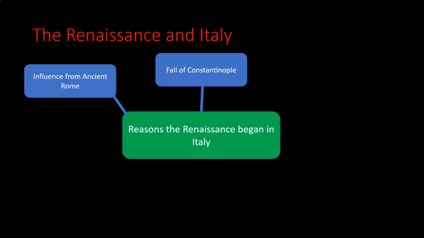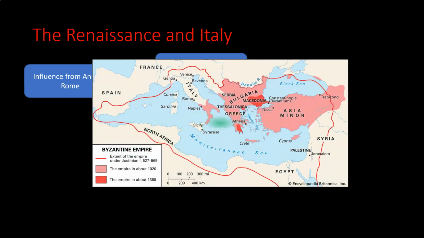Constantinople is where modern day Istanbul is. Okay, so to show you on a map here, you can see over here we have Macedonia, and this Constantinople is just here, and this is where modern day Istanbul is.